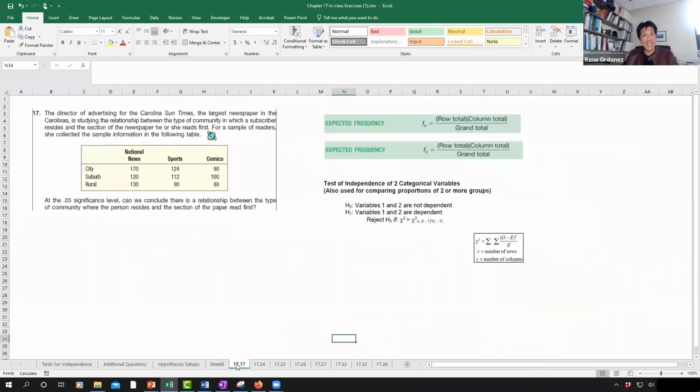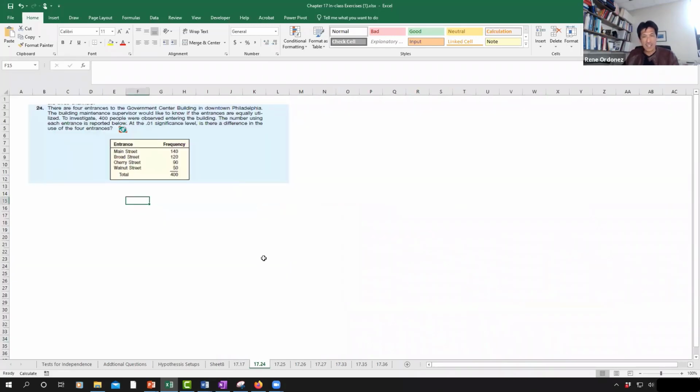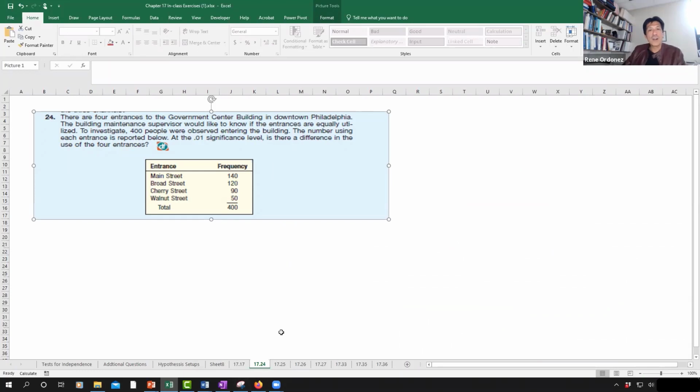So let's look at this problem. There are 4 entrances to the government center building in downtown Philadelphia. The building maintenance supervisor would like to know if the entrances are equally utilized. To investigate, 400 people were observed entering the building. The number using each entrance is reported on this table. At the 0.01 significance level, is there a difference in the use of the 4 entrances?